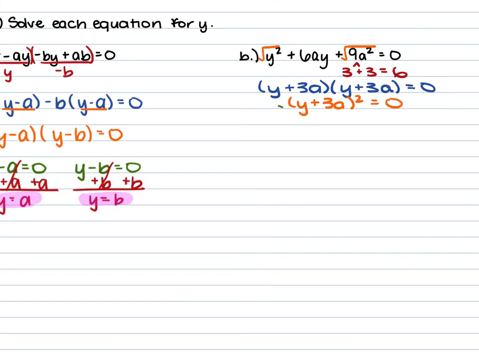From here, we could start by taking the square root of each side. The square root cancels out the power, and we just have y plus 3a is equal to 0. Again, we're getting y by itself, so we can subtract the 3a from each side, and we have that y is equal to negative 3a.